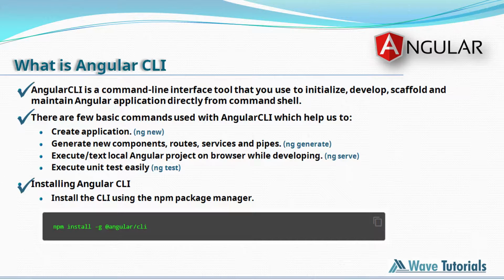Installing Angular CLI is very easy. You just need to open the command prompt and execute the below command: npm install -g, which allows us to install Angular CLI globally, and then @angular/cli. It will install the Angular CLI globally on our machine.